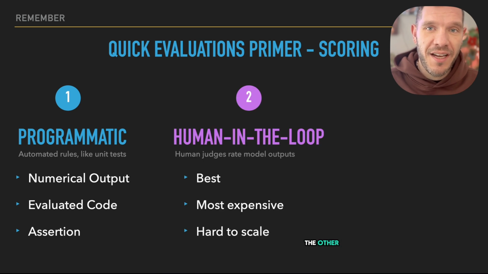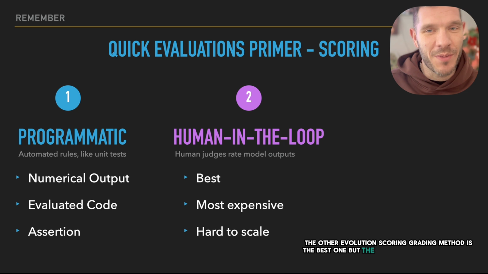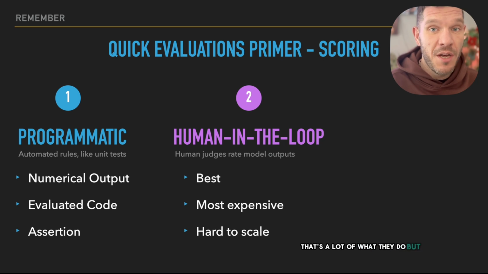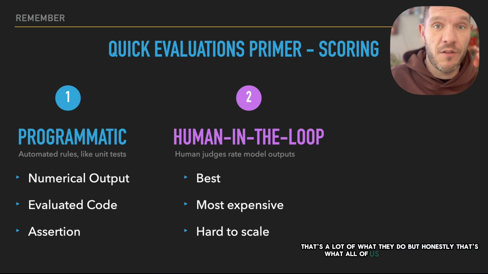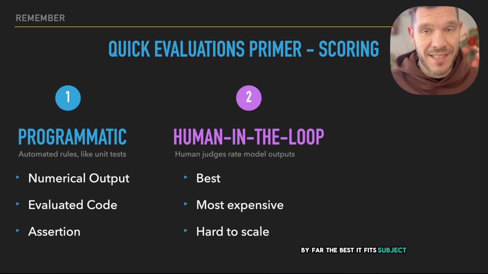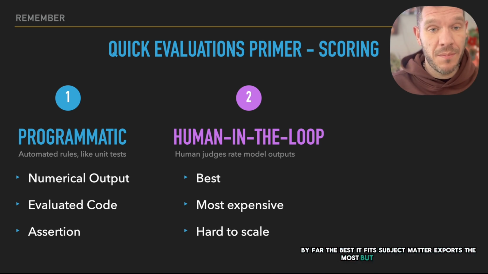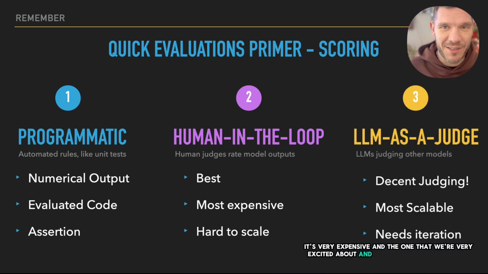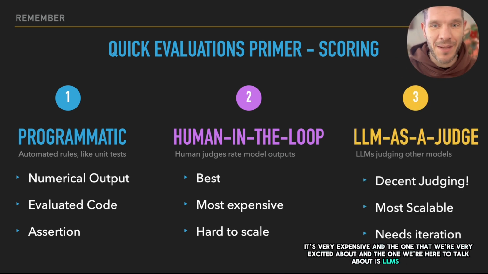The other evaluation scoring method is the best one, but the most expensive one. It's called human in the loop. If you folks are familiar with Scale AI, that's a lot of what they do. But honestly, that's what all of us do when we test our applications in production. By far the best. It fits subject matter experts the most, but it's hard to scale and it's very expensive. And the one that we're excited about and the one we're here to talk about is LLM as a judge.